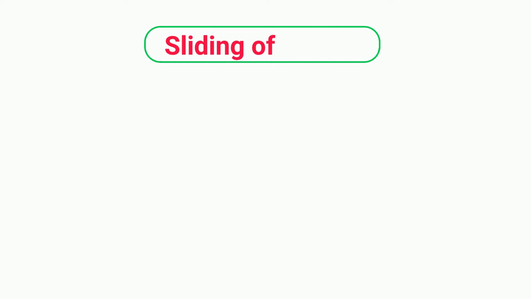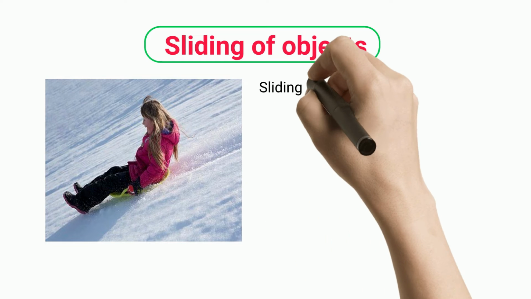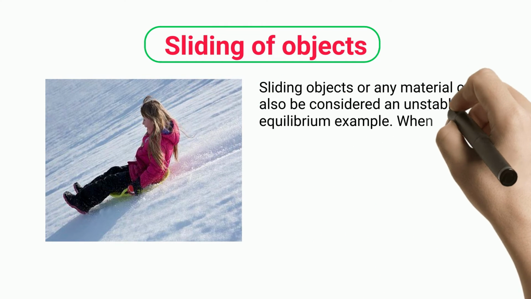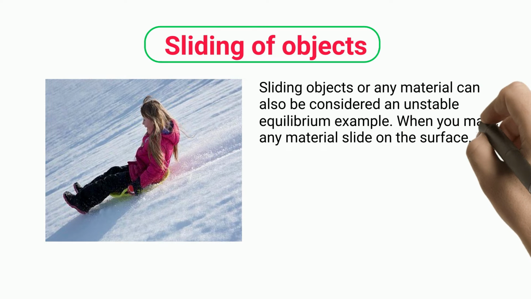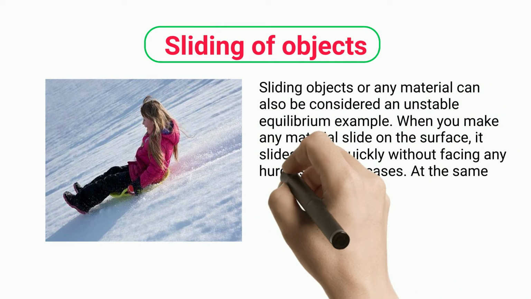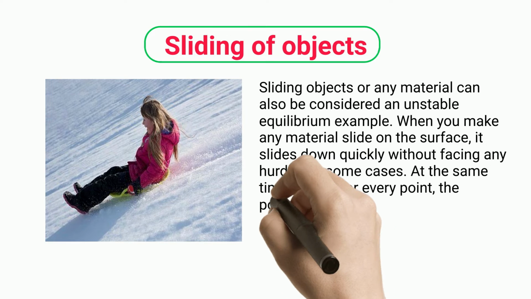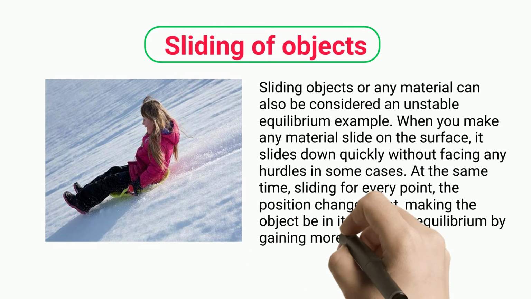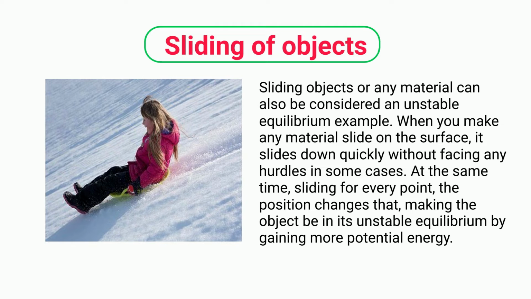Sliding of objects. Sliding objects or any material can also be considered an unstable equilibrium example. When you make any material slide on the surface, it slides down quickly without facing any hurdles in some cases. At the same time, sliding for every point, the position changes, making the object be in its unstable equilibrium by gaining more potential energy.